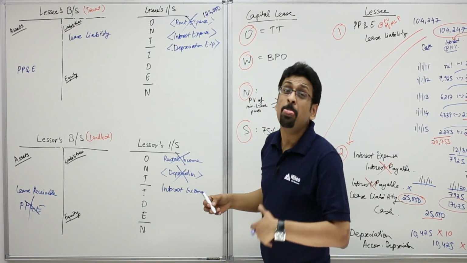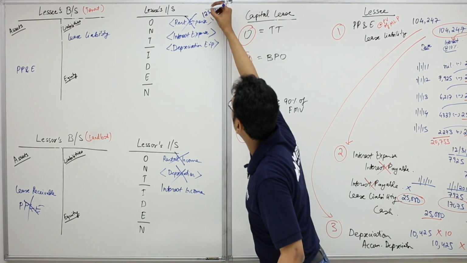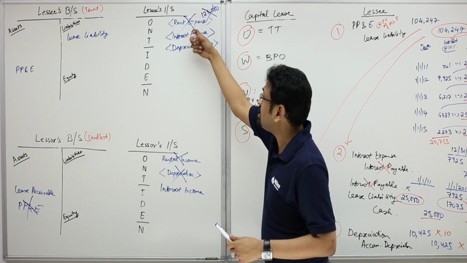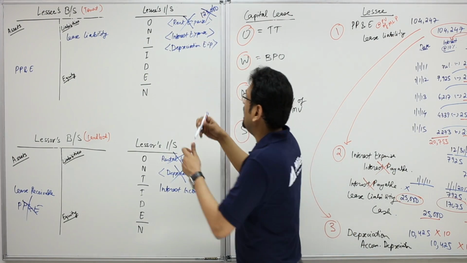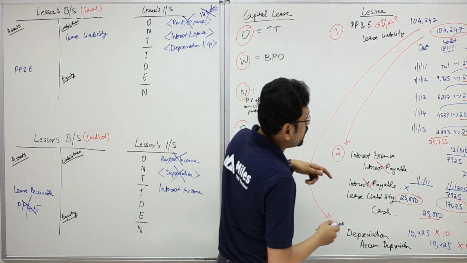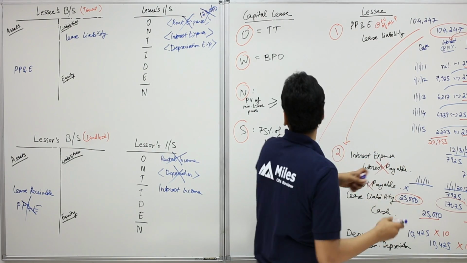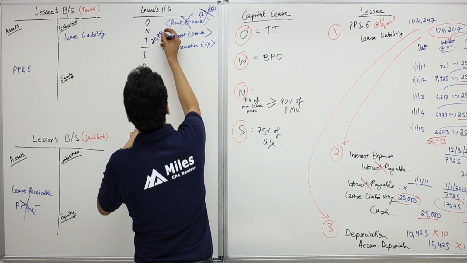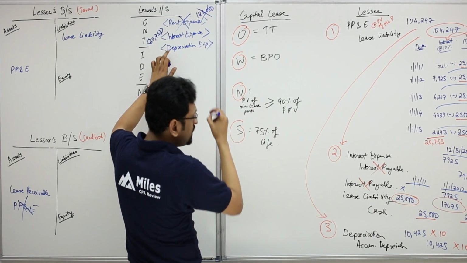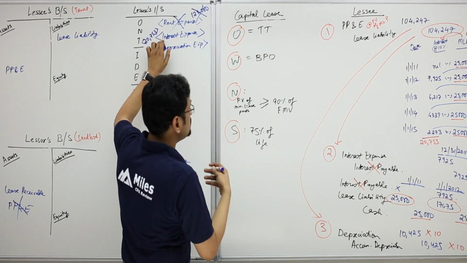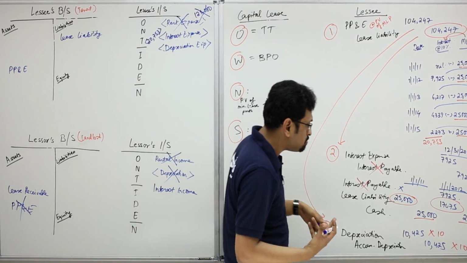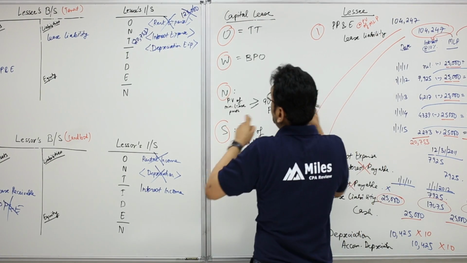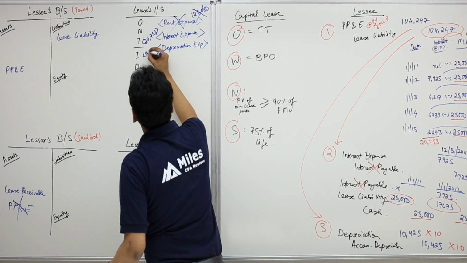Now we are saying this is not an operating lease, so there is no rent expense. Instead of that, we're going to have interest expense and depreciation expense. Interest expense, the total amount is $20,753. Interest expense is over 5 years. Depreciation expense is over 10 years, and the total amount of depreciation is $104,247.